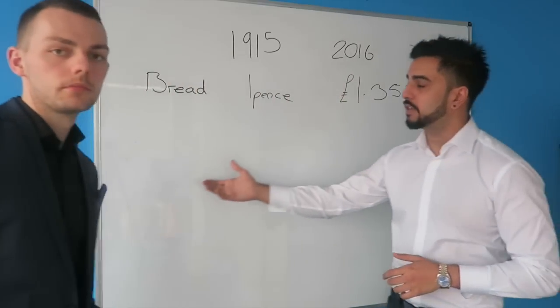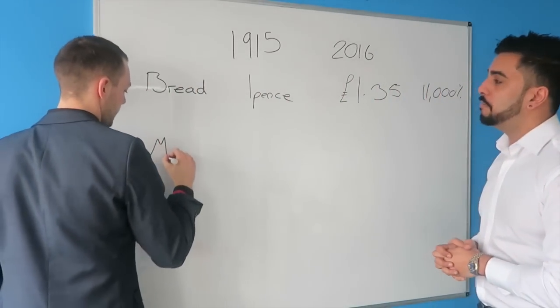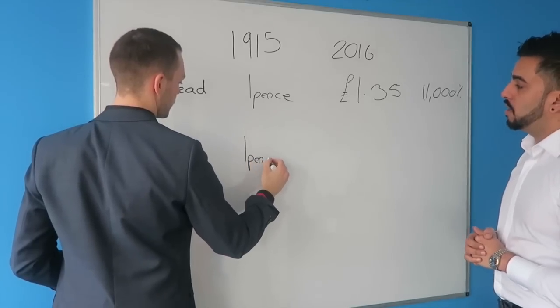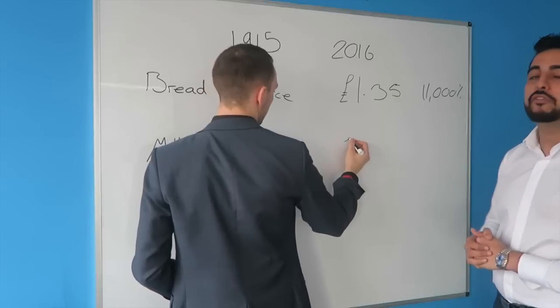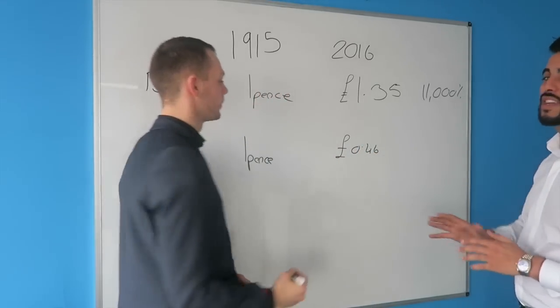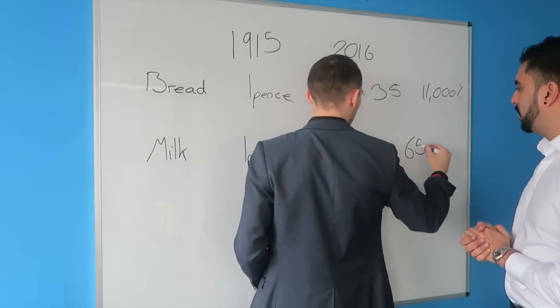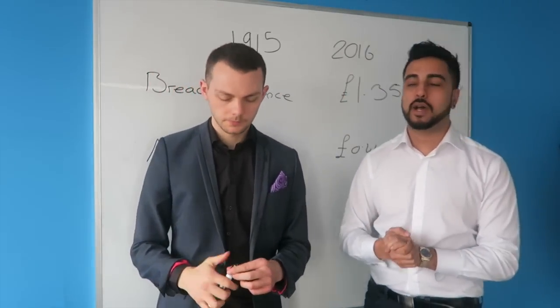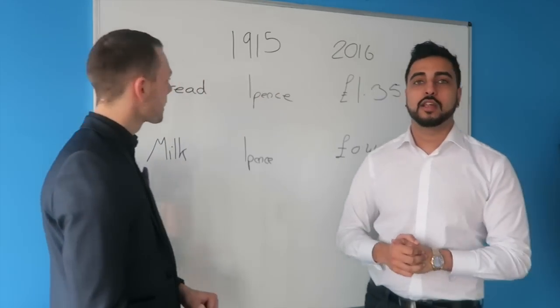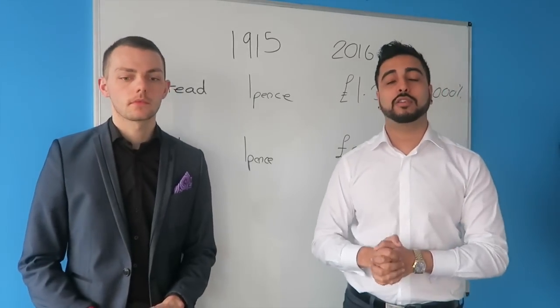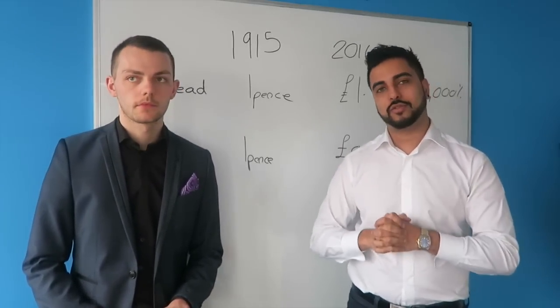Now, let's take milk, for example. Milk would similarly cost 1p. And in today's day and age, you're looking at roughly 46 pence for the same milk. Now this is an increase of roughly 6,500%. If this isn't mind-blowing enough, in roughly 100 years from now, these figures suggest that a loaf of bread which costs £1.35 could be looking at costing £150. Crazy, right? So what does this hold for the future?